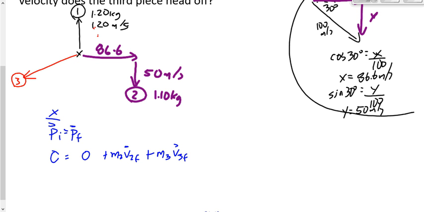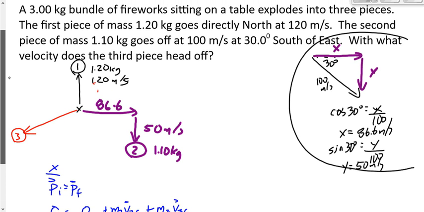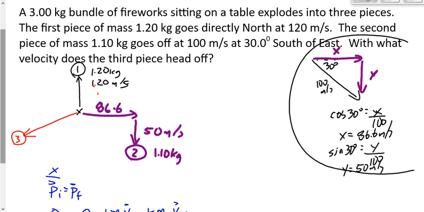Object number 2 has an X component. Object number 3, although we don't know what it is, also has an X component. So we're going to say 0 is equal to M2, which is 1.10 kilograms. What's V2F, the X component here? Reese, you get that one? Good. 86.6. Plus M3, which is, what is M3? Doesn't tell us, does it? What did we find it was? 0.7, I think it was? 0.7 kilograms. 3 minus 1.2 minus 1.1.